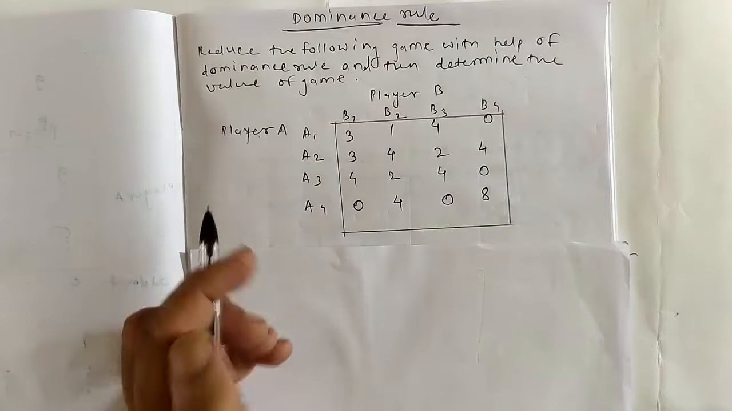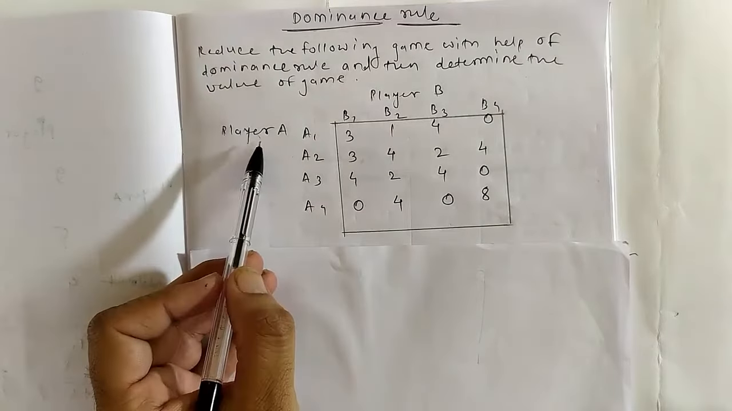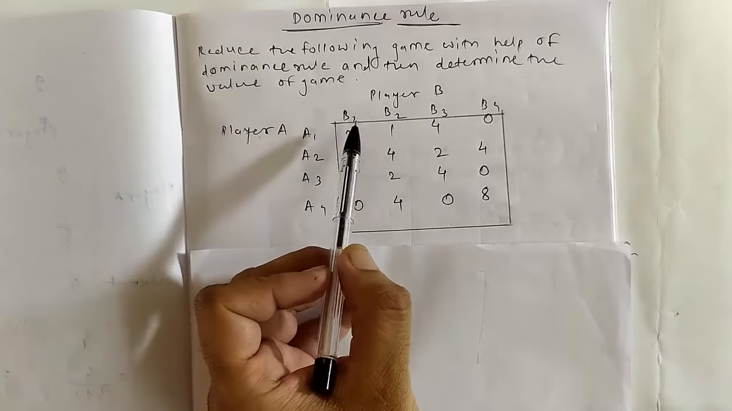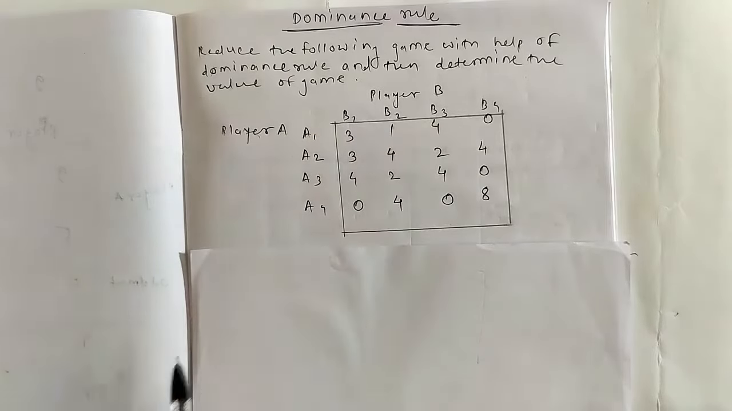Now look at the game, player A and player B. Player A has 4 strategies A1, A2, A3 and A4, and player B has 4 strategies B1, B2, B3 and B4. First of all, check whether this game has a saddle point or not. For that purpose we want to calculate the maxmin value and minmax value. If maxmin value is equal to minmax value, then we can say this game has a saddle point. But actually this game has no saddle point, therefore here we are going to use the mixed strategies.